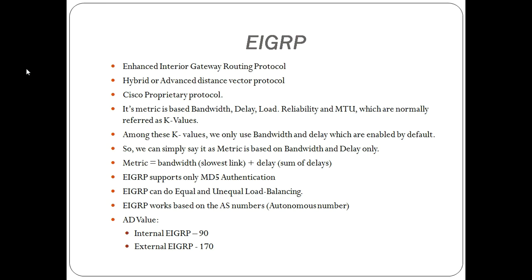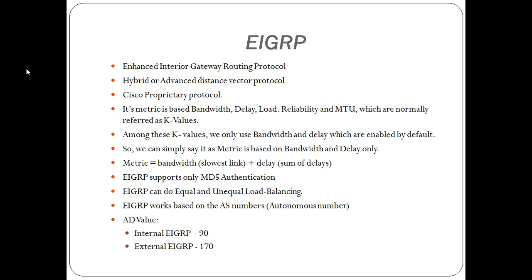Unequal load balancing means, if we have different metrics, only one is said to be the best metric. There are some other metrics, and all of them vary; they are not the same. But by using the EIGRP unequal load balancing method, we can put all the ways to reach a particular destination, that is, the different metrics, into the routing table. That's what we call unequal load balancing.